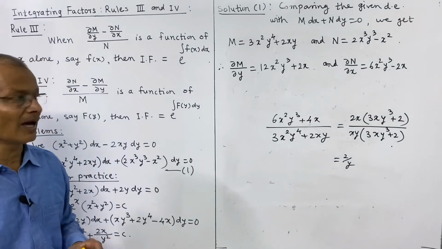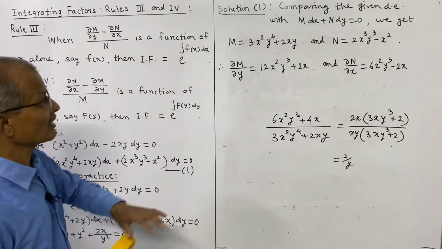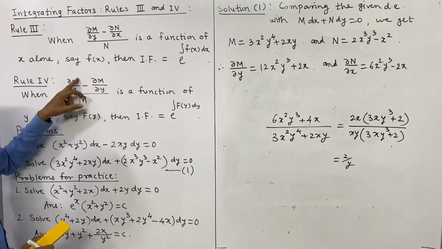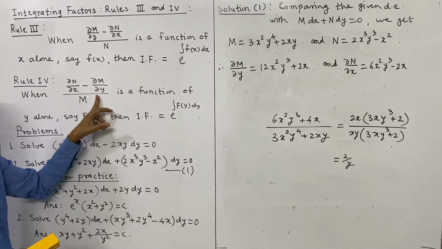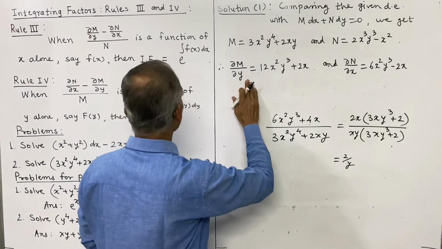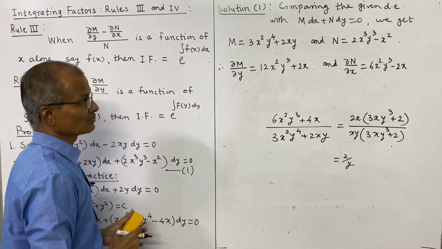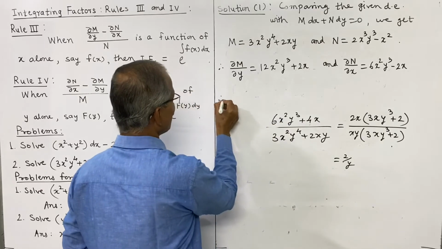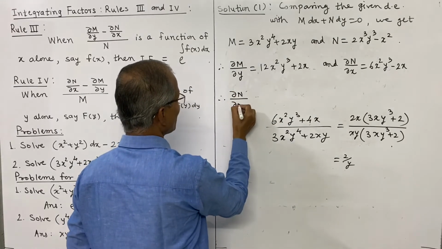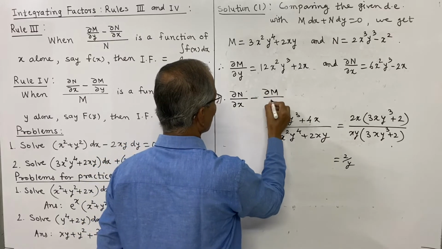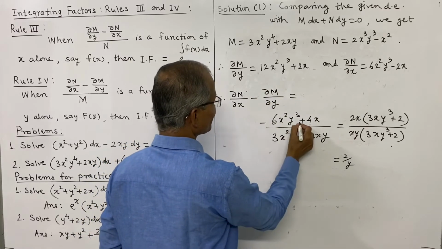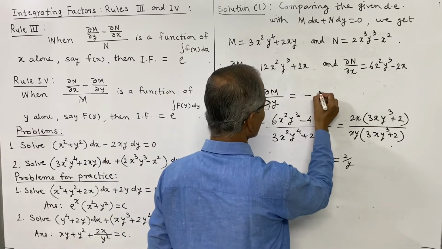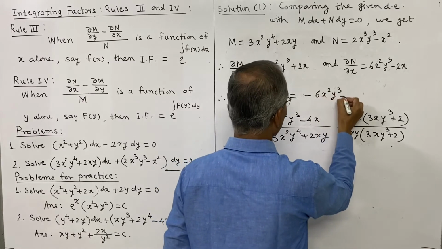But one thing is to be remembered. We have subtracted dou N by dou x from dou M by dou y, but in the rule, dou N by dou x minus dou M by dou y is there. Means we have to subtract this term from this one. So we should use rule 4. Therefore dou N by dou x minus dou M by dou y is equal to, see, here there is only a negative sign, and thus this expression will be minus 6x square y cube minus 4x.